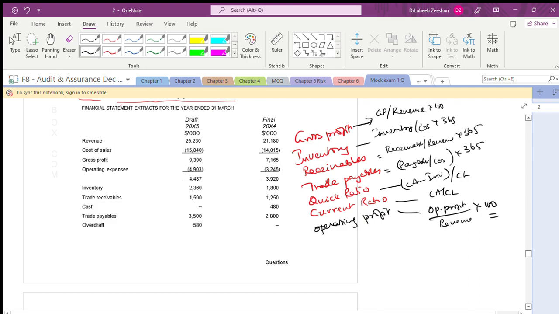Okay. Now, we are not going to calculate that. But in the examination, keep it in mind. They will give this type of thing. Very simple.